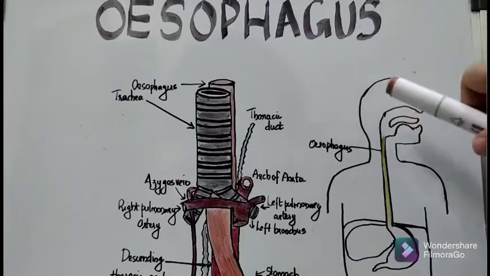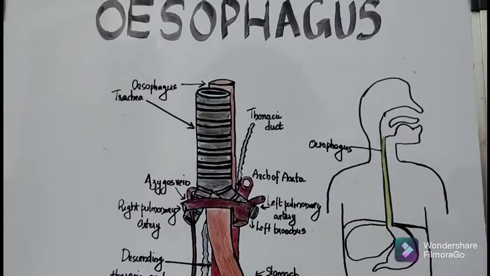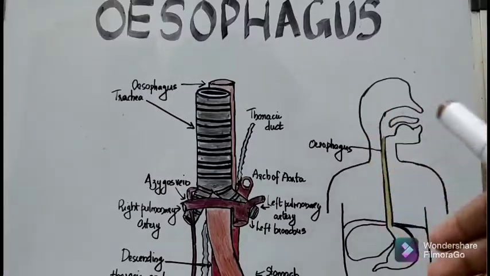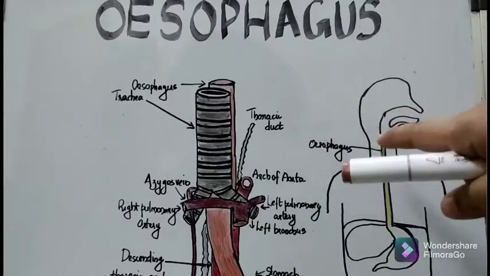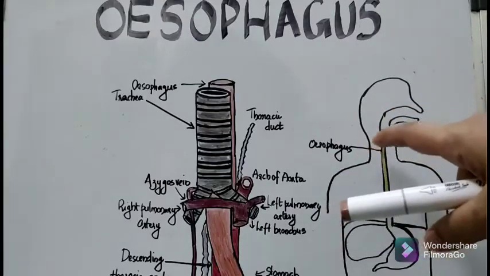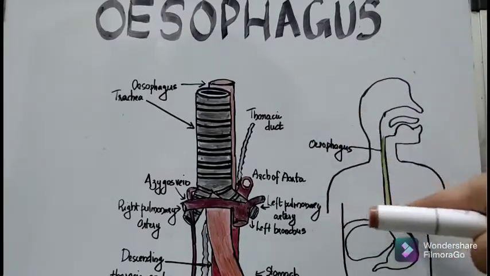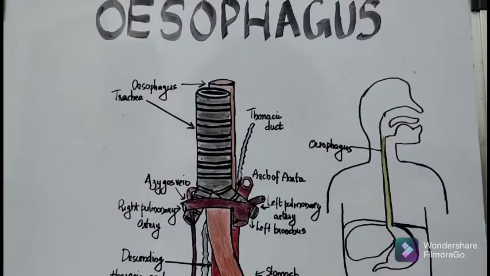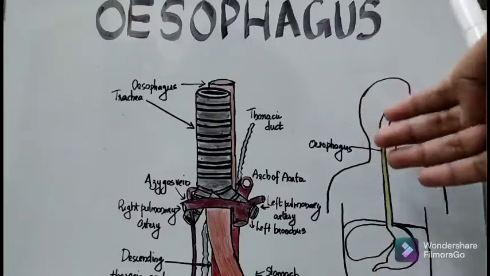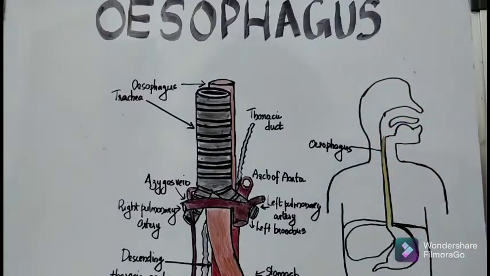Now we will discuss the curvatures of the esophagus. Although it is a vertical tube, it has slight curvature from side to side. There are two curvatures, one at the upper end near the root of the neck and the other at the lower end. Thus there are two side to side curvatures, and there are anteroposterior curvatures also, according to the cervicothoracic spine. These are the curvatures of the esophagus.